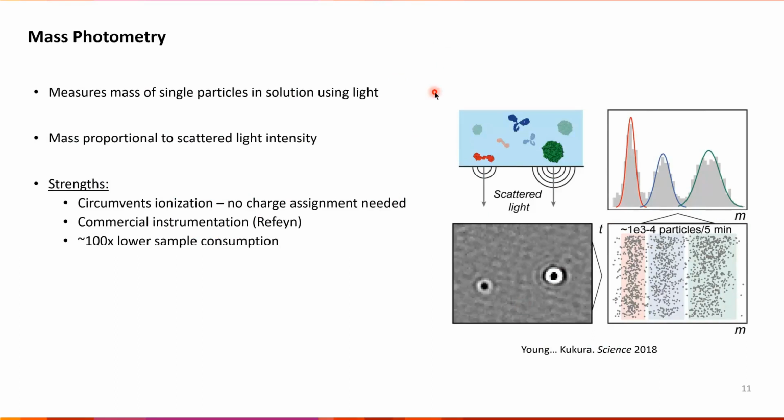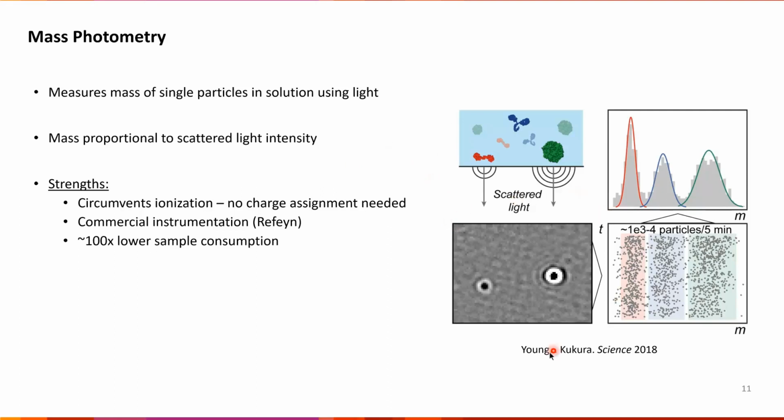So mass photometry is another way of measuring the mass of a protein or a protein complex, but it works based off of a fundamentally different physical phenomenon than classical mass spectrometry. Instead of using ion motion, you actually measure the mass of single particles in solution using light. In essence, there's a glass slide, and you can watch your particles land onto the glass slide. And when that happens, you can actually measure the scattering light intensity of your single particle. And it turns out actually the intensity of this scattered light is directly proportional to its mass.